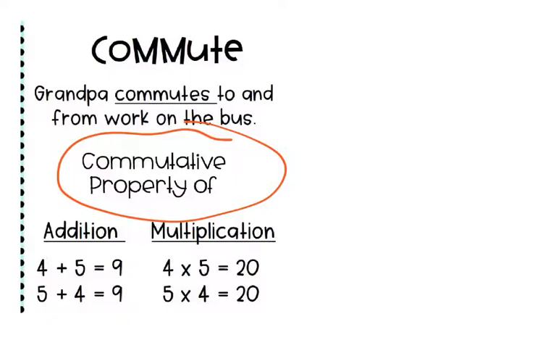So with commutative property, it doesn't matter the order that you add or multiply in, you will get the same answer. Okay, so it doesn't matter which way you go, whether you go 4 plus 5 or 5 plus 4, you're going to get the same answer. Same as with multiplication, it doesn't matter what order you multiply in, whether it's 4 times 5 or 5 times 4, you will get the same answer. So just like it doesn't matter which way I drive to school, I'm going to get there. Okay, so that's commutative property.